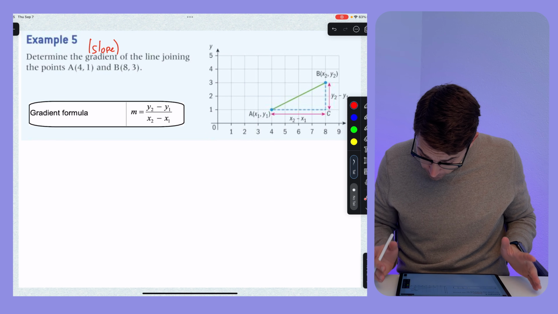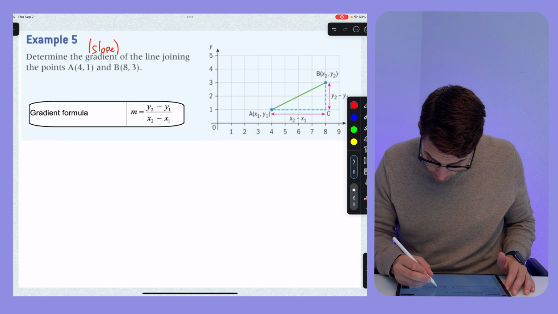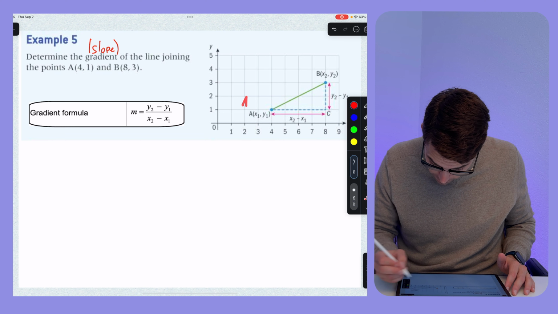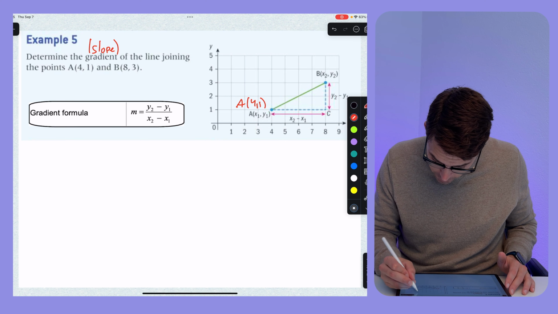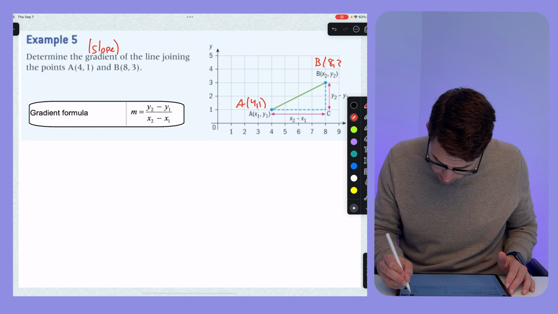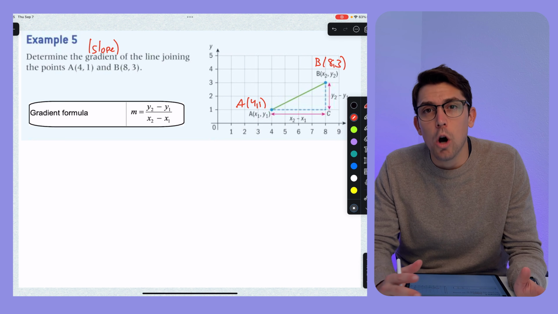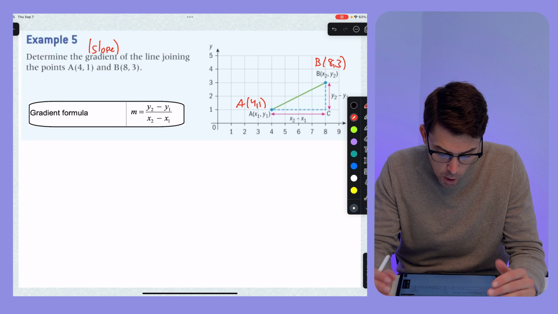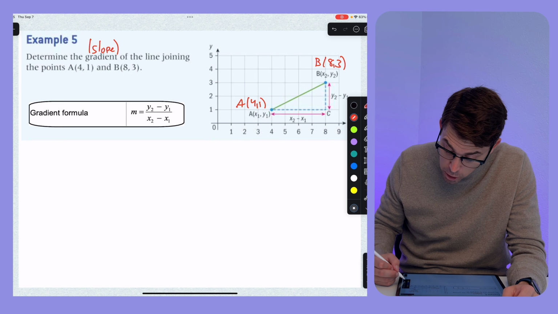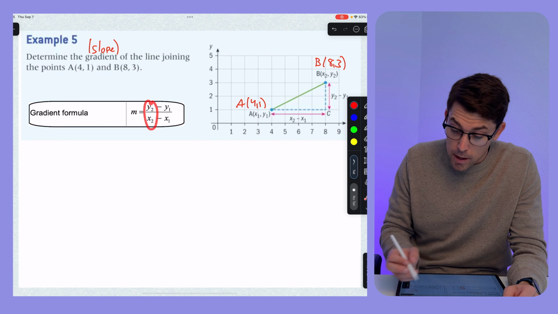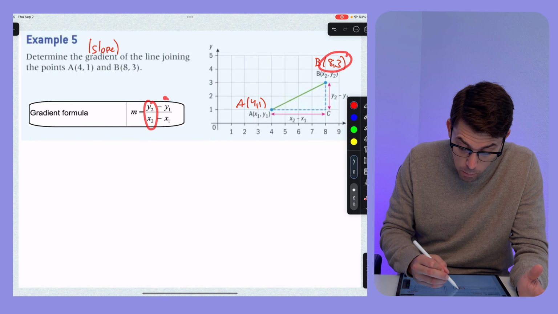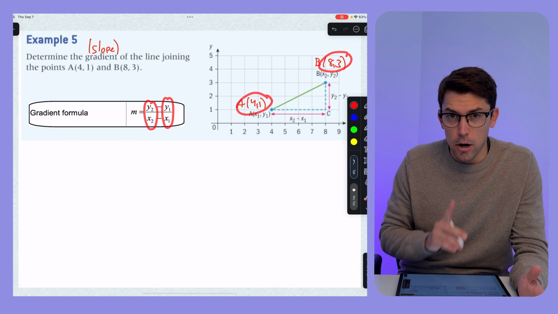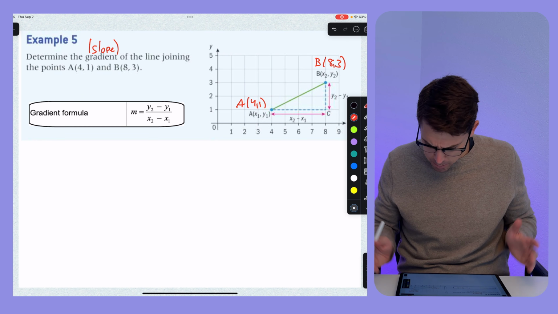Now, I can go ahead and label this. A is going to be 4, 1, and B is going to be 8, 3. It does not matter which one you call y2 or y1. What matters is that you make sure these are paired up: that x2, y2 are paired up, and that x1, y1 are paired up. Let me show you what I mean by how it doesn't actually matter.